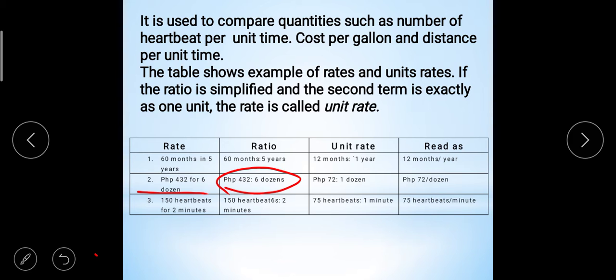Sean, do you have your answer na? Okay, what is your answer? Okay, so pwede natin siyang i-divide yung 432 sa 6. So if we divided 432 by 6, do we get 72? Okay, so therefore, 432 divided by 6 is 72 or 72 pesos. And then 6 dozen divided by 6, that will give us 1 dozen. So, ito siya. So, that is the unit rate.